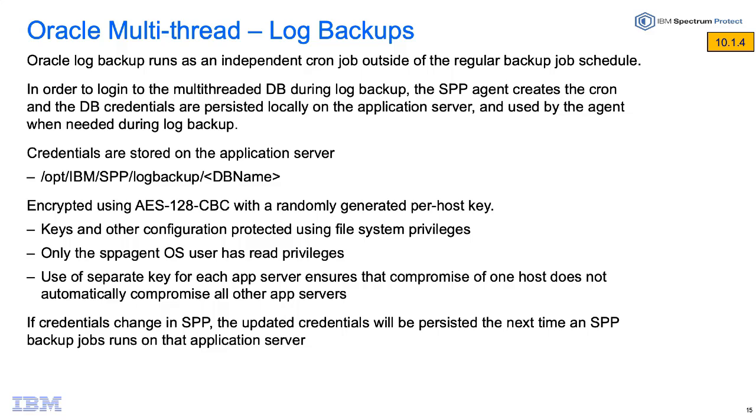Log backups, just like any of the other applications and databases, are going to run as independent cron jobs outside of the regular backup job schedule. So in order to log into the multi-threaded database during backup, the agent is going to create that cron job and push the database credentials down locally to the application server, and it's going to be used by the agent whenever it's needed during the log backup. They are stored in the application server in the path that is described on the screen, and they're going to be encrypted using AES 128 with a randomly generated host per key.